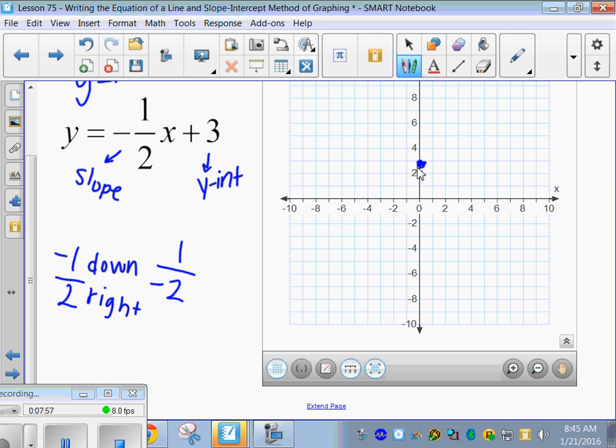So everybody put your pencil here. We're going to go down 1, right 2, put a point. Down 1, right 2, put a point. Down 1, right 2. Okay, go all the way across your grid with your perfectly lined up points.